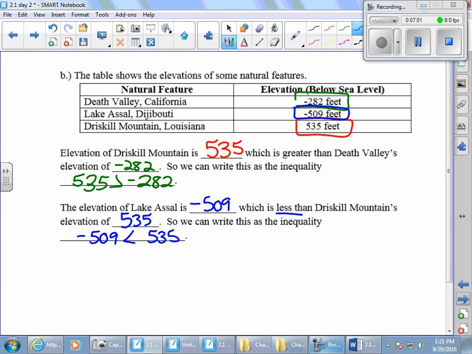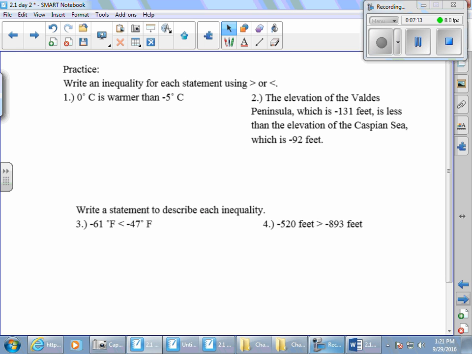In a little bit, we're going to work backwards, and instead of giving us words, they're going to give us this, and we're going to put it into words. But for right now, we're going to go for there. So what we're going to do is practice. We're going to look at what it's saying, and figure out what this should look like in terms of writing an inequality itself.